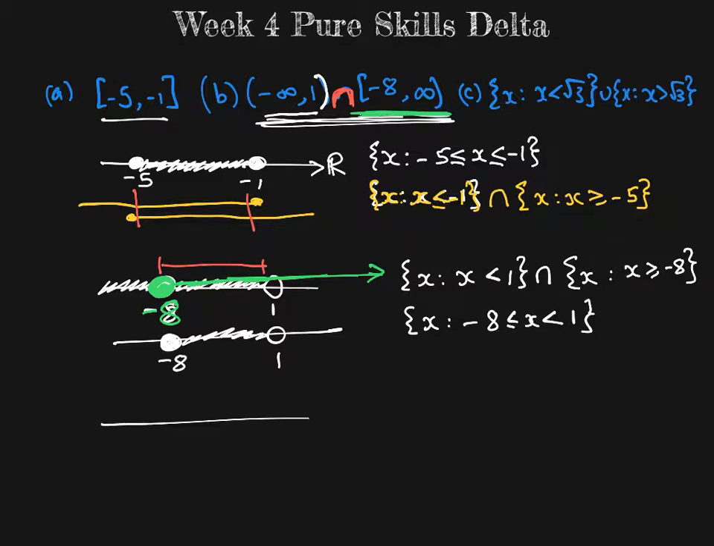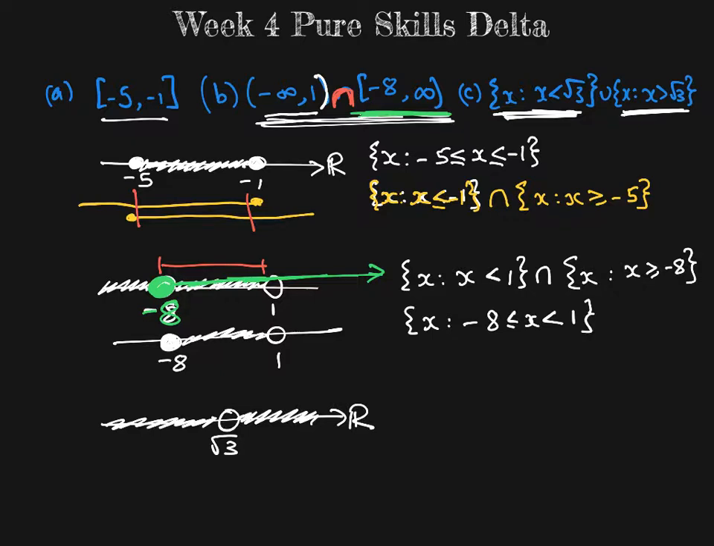Final one, it says that we've got x is, we're going to move into interval notation here because this is set notation. So we've got x less than √3, so here's √3. And we want to be to the left of √3, but we're not allowed to be √3. Or, so this is a combination of two sets, the x's that are bigger than √3. So on the real number line, this is literally everything apart from √3.